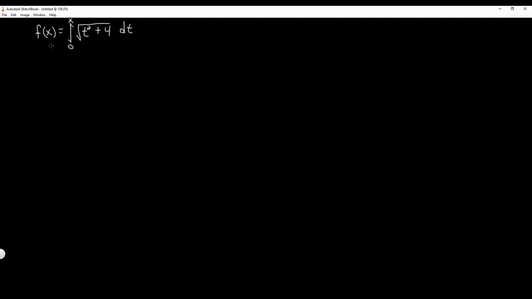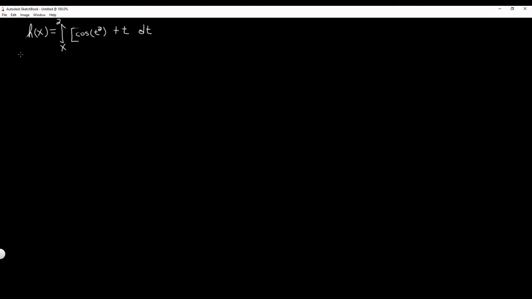So for problem number 2, we need to go about it the same way. We need to check to see if our lower limit of integration down here is a constant, and it is. And we need to see that our upper limit of integration is x, and it is. So we can go about this just like last time. We just replace t with x, and f prime of x is going to be equal to the square root of x squared, because we replace t with x, plus 4. And that is the answer to this problem.